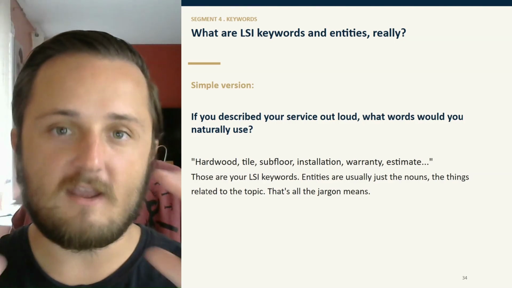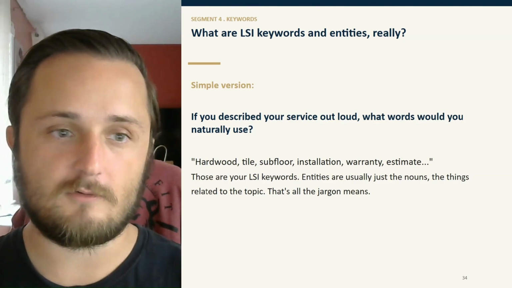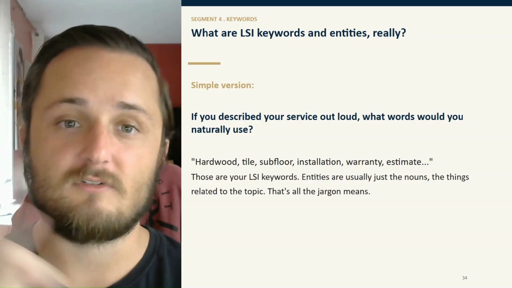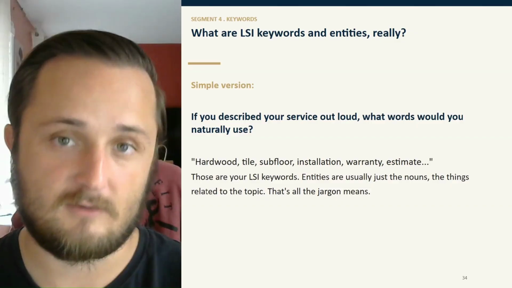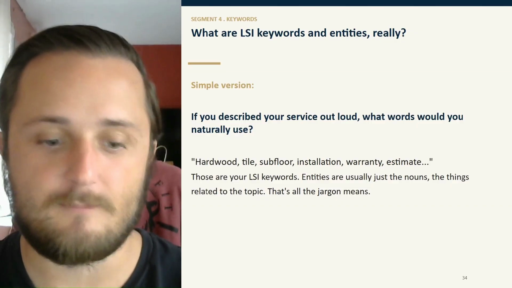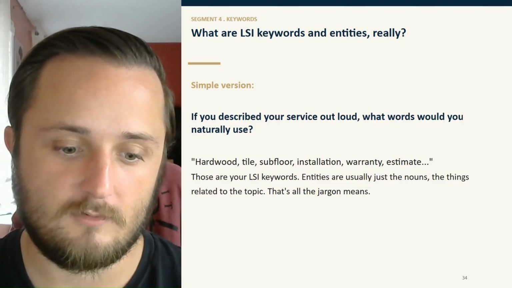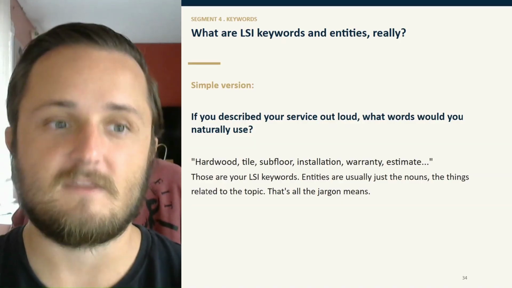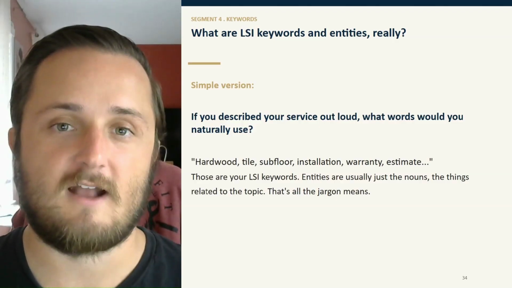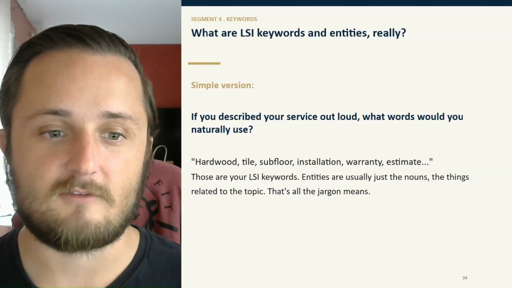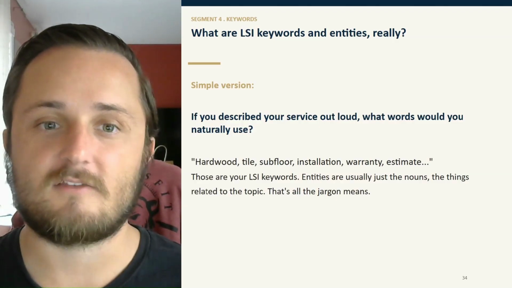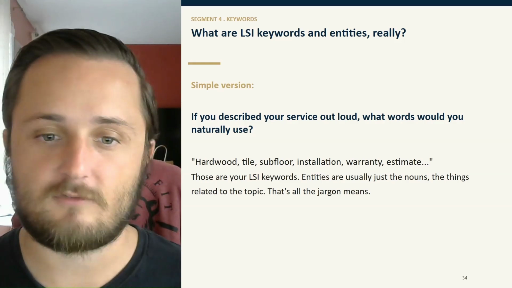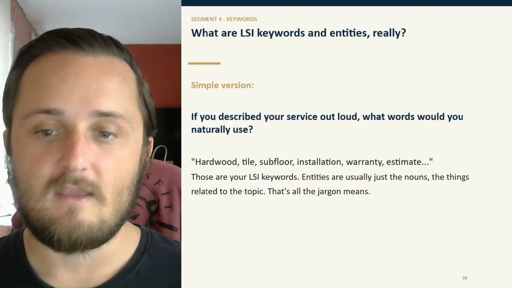So when you go to have that conversation, there are going to be words that you normally wouldn't use in a normal conversation. There are going to be words that are related to what you're currently talking about. As an example, nails, wood, hardwood, ceramic tile, ceramic. That's just an example of a couple words that normally go around the topic of installing flooring. And so, whenever you hear LSI keywords, that's what you should really think about. Even right here: hardwood, tile, subfloor, insulation, warranty, estimates.